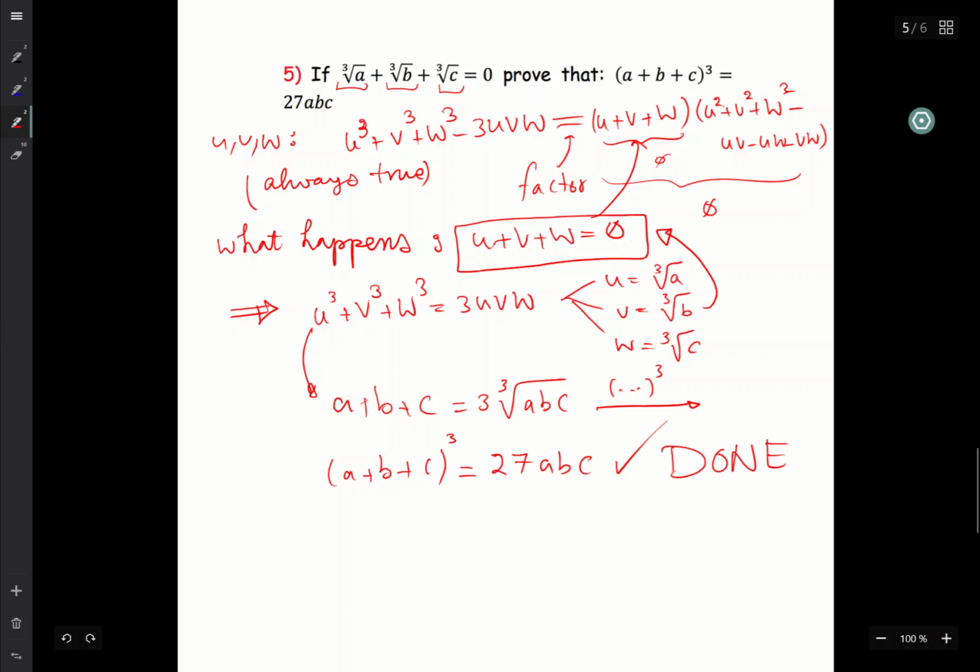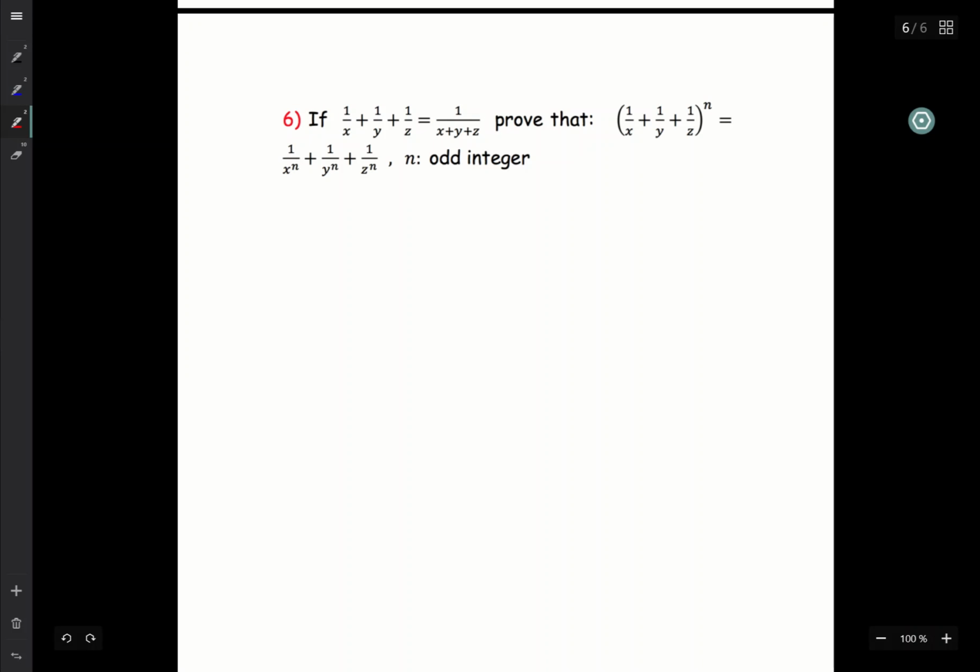And we really didn't have to do anything. Basically, we had to prove the first identity here, u cubed plus v cubed plus w cubed minus 3uvw has a factor of u plus v plus w. Okay? All right, the last question.